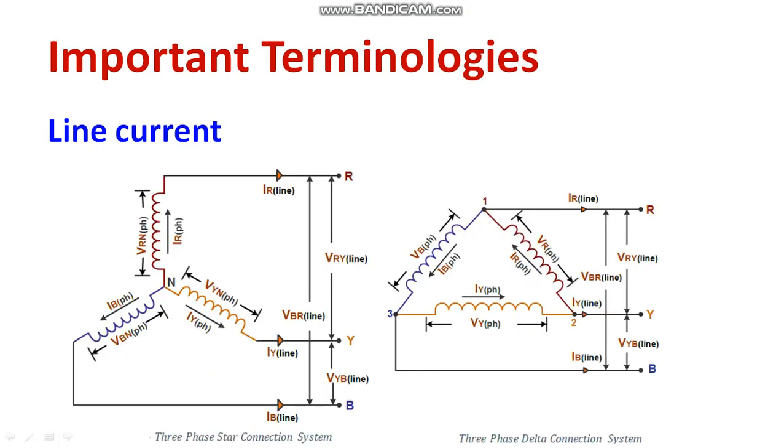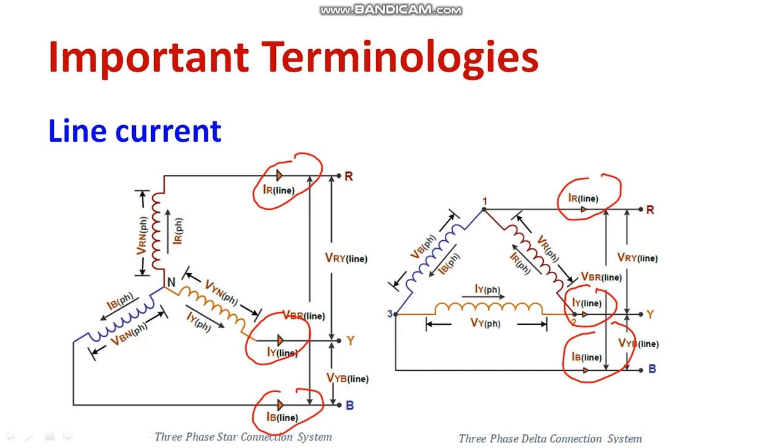Please refer to the star connection. The current flowing through the R line, or first line, is IR. Current flowing through the Y line is IY. Current flowing through the third line is IB. These are called the line currents. Hope you understood. In case of delta connection, in the same manner, IR, then IY and IB. Clear? This is called line current.